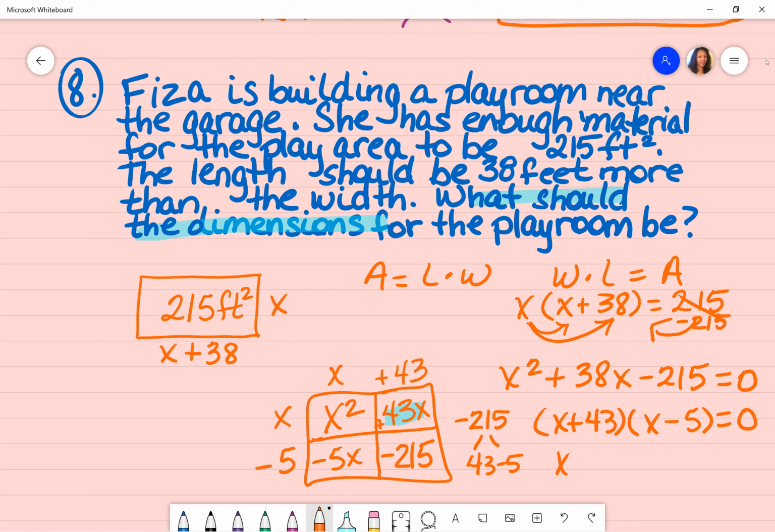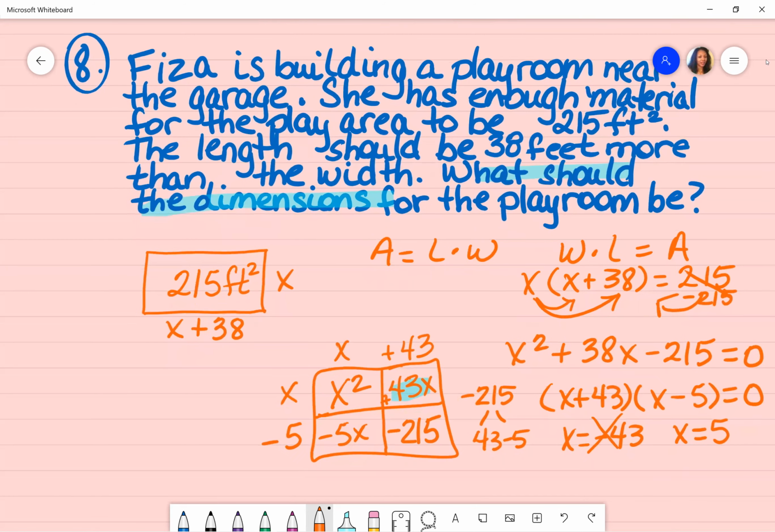Solve for X. X in this case is going to be -43, which of course wouldn't make sense because you can't have a negative dimension. And then in this case, X is going to be the opposite sign. Instead of -5, it's going to be +5.